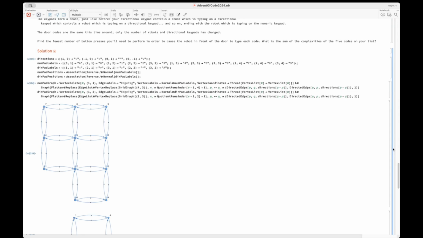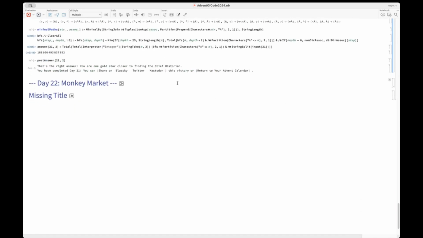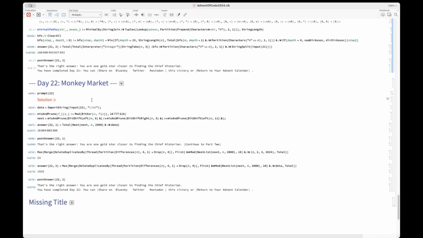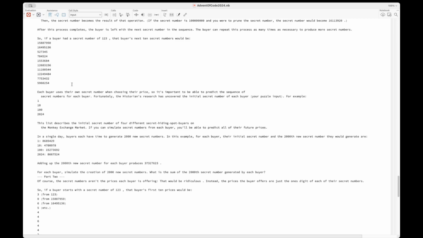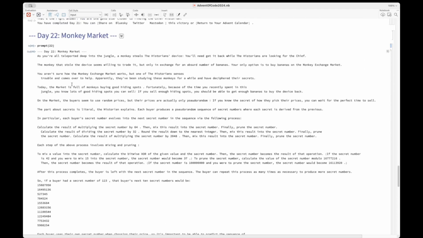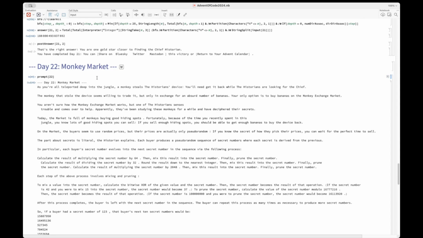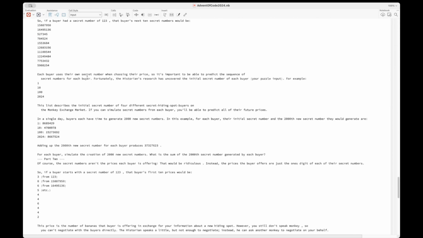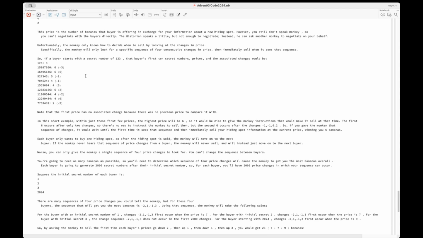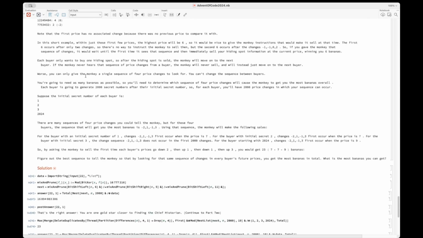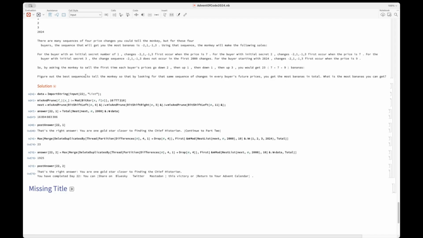Today's problem was the monkey market. See, the solution is very short. The problem is about pseudo-random generation. The most problematic thing was to implement and understand what the problem is actually saying. It's too much text for a very simple problem.